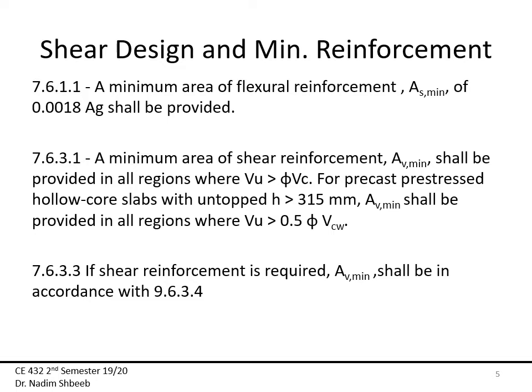For me, I just picked a couple of things that we are going to need to do in our course here. For that, I'm going to start off with the minimum flexural reinforcement, what we usually call AS minimum, and that should not be less than 0.0018 area gross. Now this AS minimum, by the way, is different from the AS minimum that we covered in the beams.